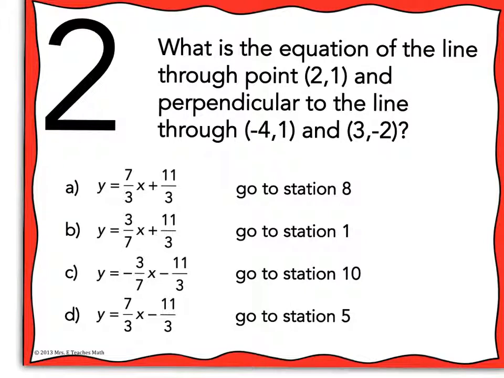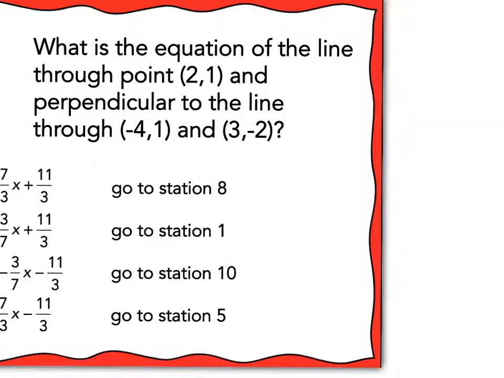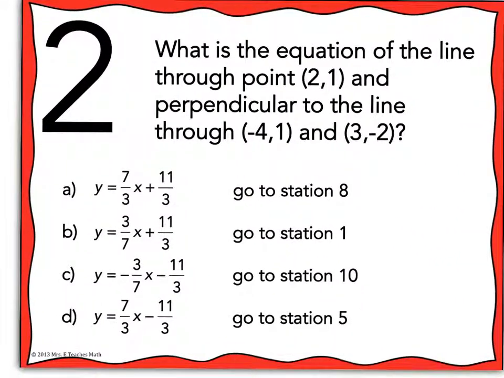Okay, I'm just going to go in order of the cards. I'm not going to skip from 1 to 3 to 2. So we're just going to go in order. So here's question 2. What is the equation of the line through the point that is perpendicular to these 2 points? Me and this app do not get along.